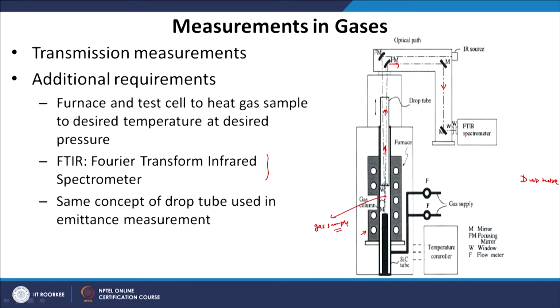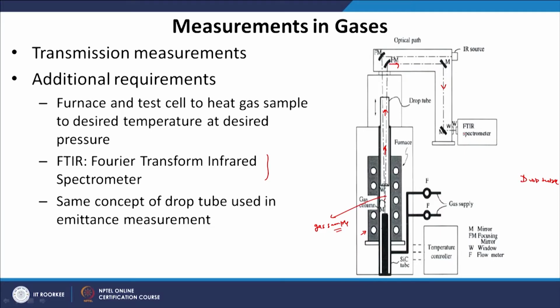The main challenge in measuring the properties of the gases is that we should ensure that the temperature of the gas is uniform. That means the furnace is designed in such a way that the entire sample of the gas is at a uniform temperature, and when the drop tube is up we take the reference spectrum. When the drop tube is brought down, the temperature of the gas may change. So, we have to take the readings very quickly, so that the temperature of the gas does not change. If the temperature of the gas changes in between taking the readings, then there will be sources of error.